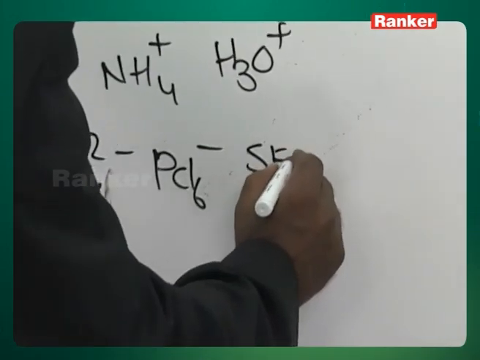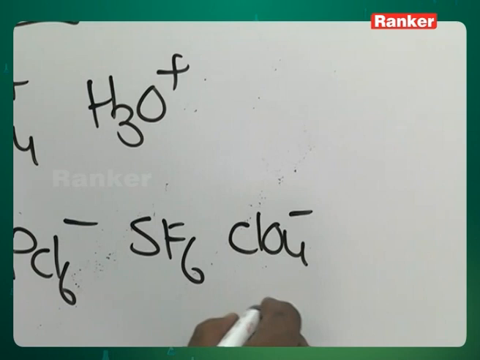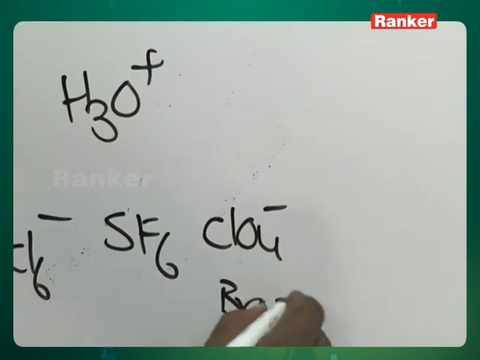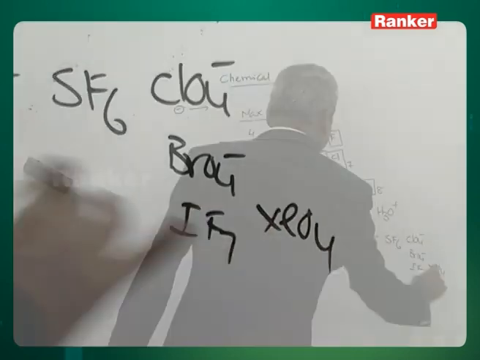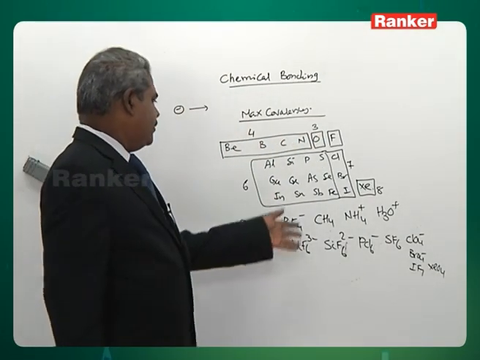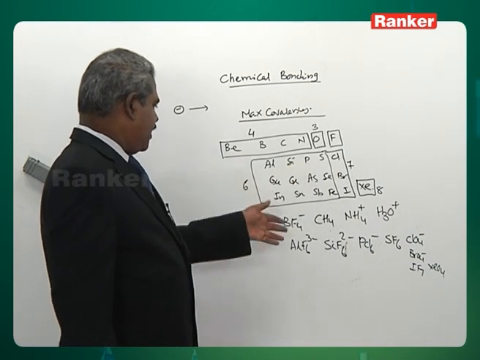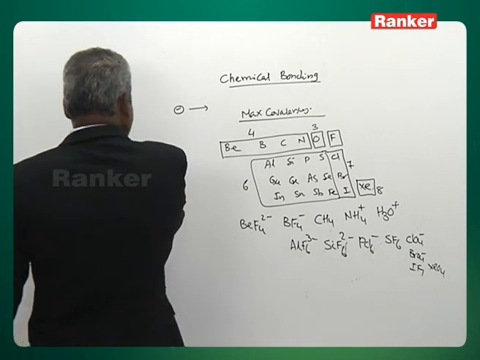Sulfur SF6. Chlorine ClO4 minus. Bromine BrO4 minus. Iodine IF7. Xenon XeO4. These are the examples of maximum covalency. You can imitate all others. GaF6 3 minus like this. That can be continued.